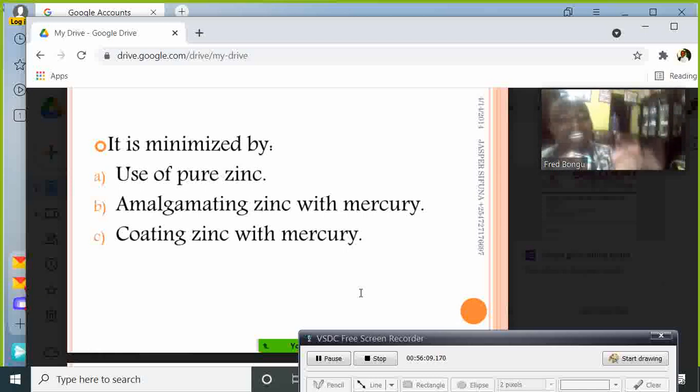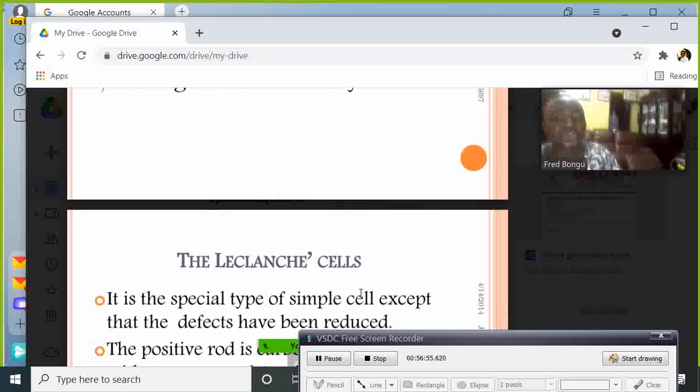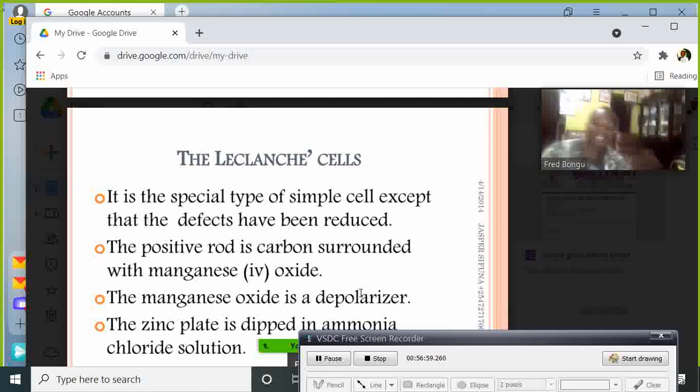Another defect of this cell is the zinc being eaten away, because when electrons flow from the zinc to the anode, the zinc becomes positively charged. And this positive charge is attracted to the sulfate ion, which is negatively charged. They form zinc sulfate. By that, zinc disappears into the solution. It's being eaten away. To prevent this zinc from being eaten away, we use pure zinc. One reason why zinc is eaten away is because it's not pure. For you to avoid it being eaten away, you use pure zinc. Then you also amalgamate. Amalgamation is like protecting, coating. So you use mercury. Mercury is used to amalgamate zinc. This makes it not to be eaten away by the electrolyte.